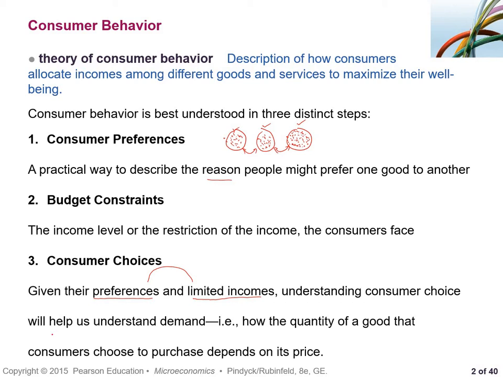Understanding consumer choice will help us understand demand, that is, how the quantity of a good that consumers choose to purchase depends on its price. This is the definition of demand. So again, we are going to combine the concepts of consumer preferences with the budget constraint in order to identify what the consumer choice is. And through consumer choice, we will be able to understand the insights of the demand curve.